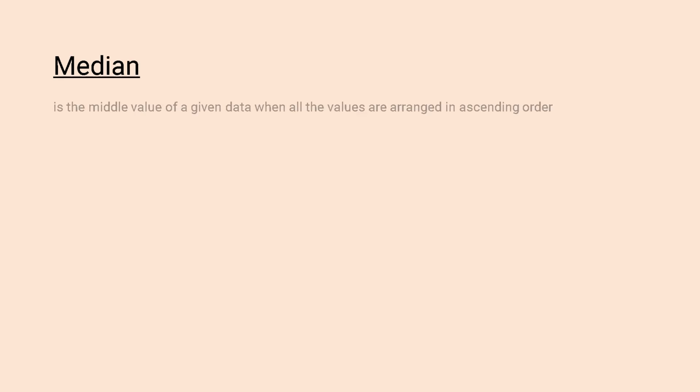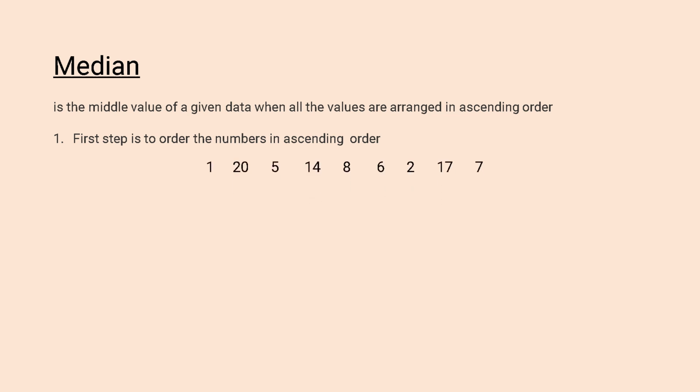Then we have median. Median is the middle value of a given data when all the values are arranged in ascending order. To do it, we first have to order the numbers in ascending order. In this data set, we have 1, 20, 5, 14, 8, 6, 2, 17, and 7. As we can see, this is not arranged in an ascending order, so we have to arrange it first in order to find the median. And when we do this, it gives us 1, 2, 5, 6, 7, 8, 14, 17, and 20.